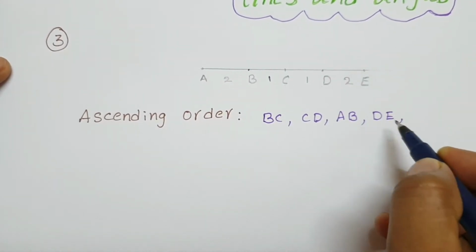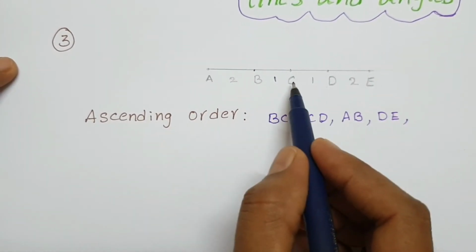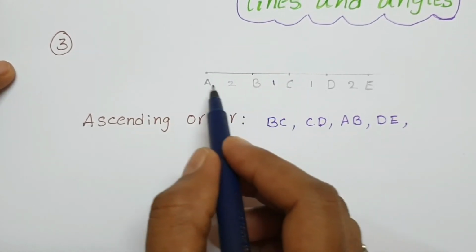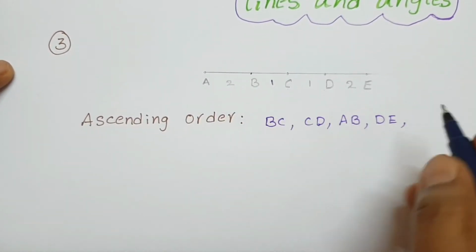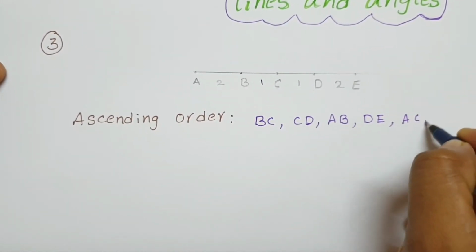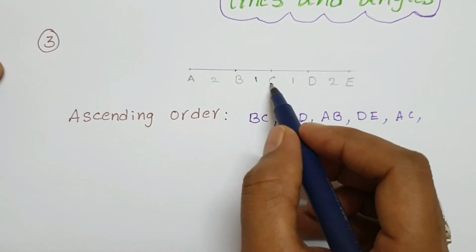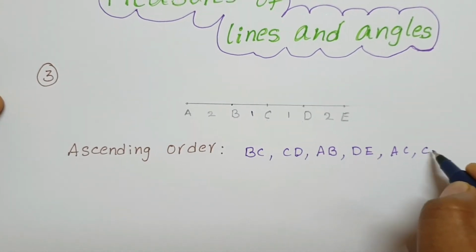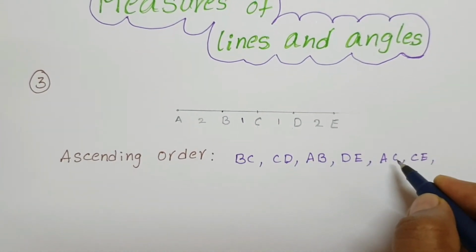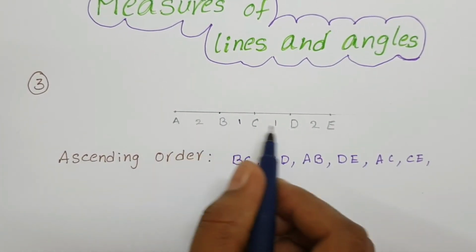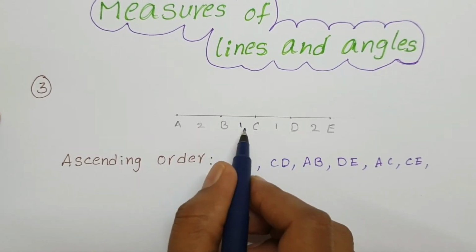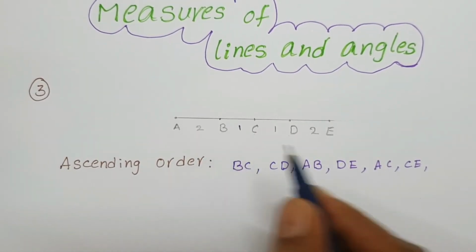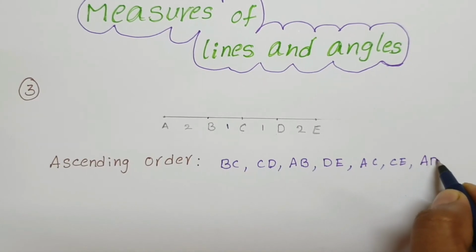DE. Next AC: 2 plus 1 is 3, means AC. Next CE. This is also 3, 1 plus 2 is 3. CE. Next AD. Observe here 2 plus 1 plus 1. We get 4, means AD.